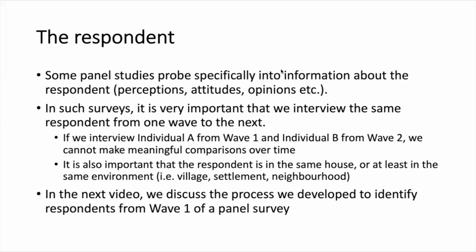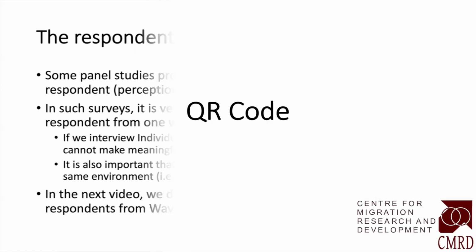If we interview individual A from wave 1 and individual B from wave 2, we cannot make meaningful comparisons over time. It is also important that the respondent is in the same house or at least in the same environment. In the next video, we discuss the process we developed to identify respondents from wave 1 of a panel survey.